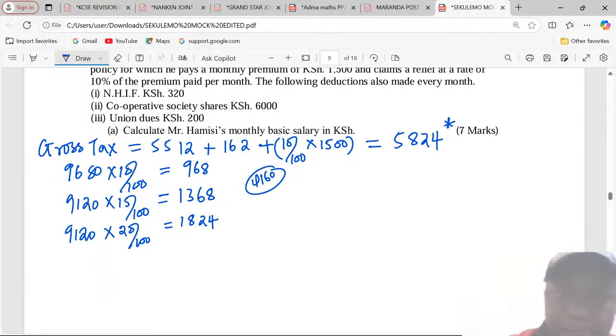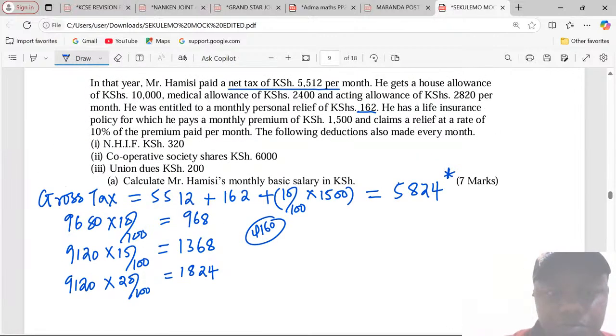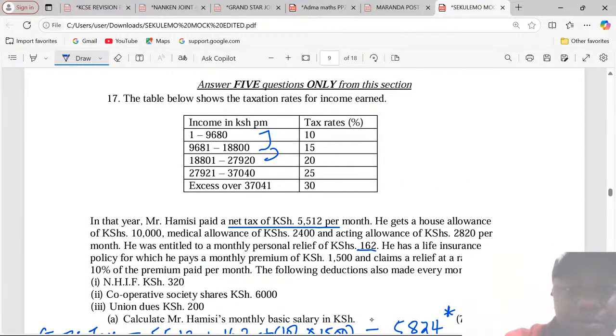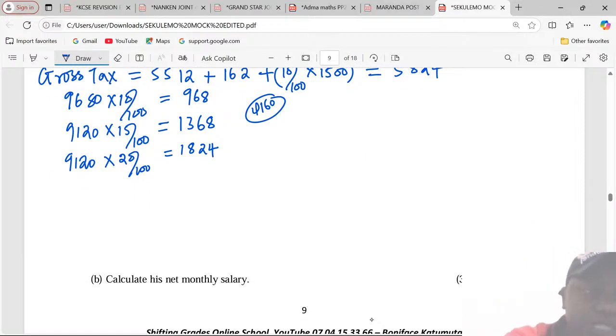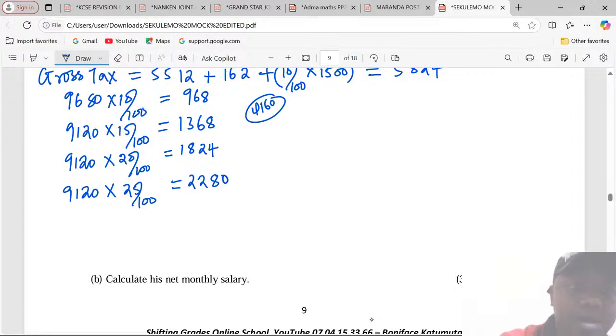We continue taxing. What about in the other bracket? In the other bracket, now we are picking 37,040, and we shall subtract 27,920. This is giving us 9,120 at the rate of 25%, and this shall be 2,280. Now, what about when we add this to 4,160?